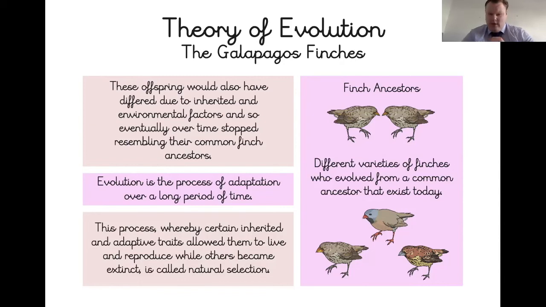This process, evolution, where certain inherited traits allowed them to live and reproduce, while others became extinct, has a name. And it's called natural selection.